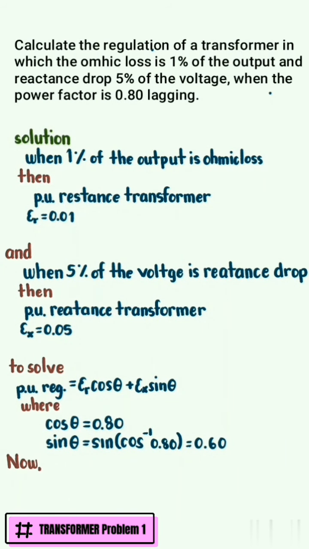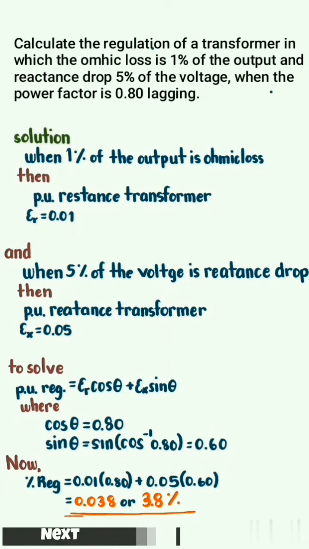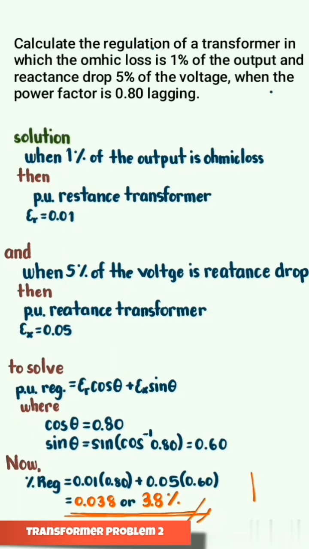Now, substituting all the acquired values, we have the percent regulation equals 0.01 times 0.80 plus 0.05 times 0.60, equals 0.038 or 3.8%. So that's the regulation of the transformer.